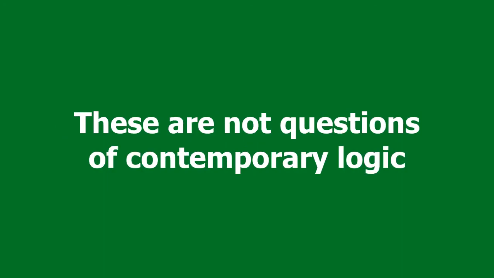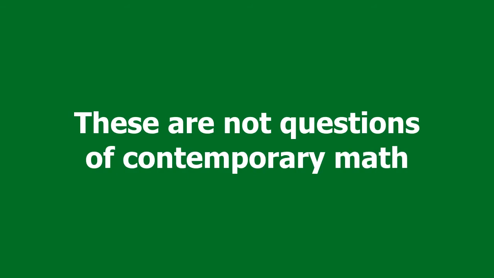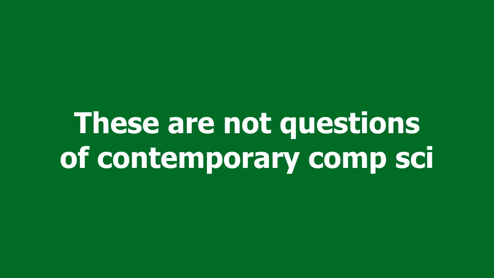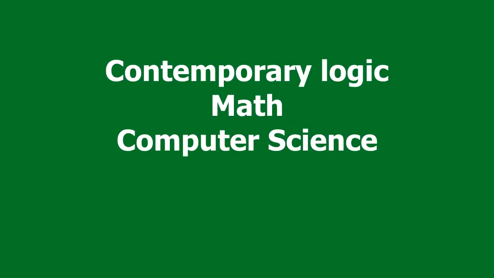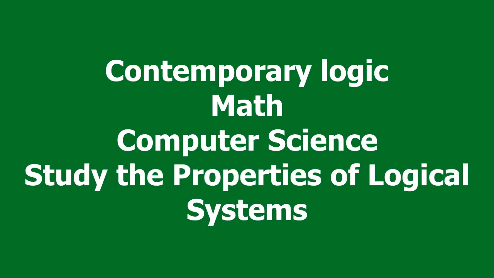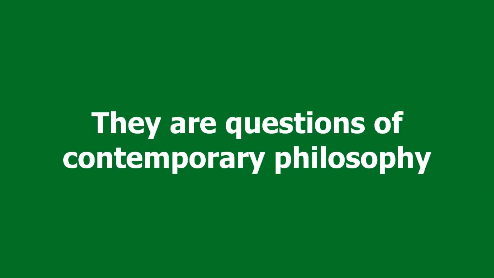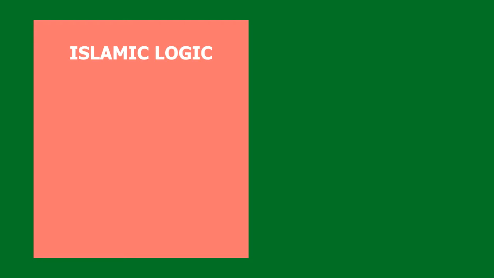These, in fact, are not questions of contemporary logic. A contemporary logician is not concerned with those questions, or maybe he is, and he'll have some opinions about it, but they're not in his realm of expertise. Nor are they questions of contemporary math, nor are they questions of contemporary computer science. Contemporary logic, math, and computer science are concerned with studying the properties of logical systems. They're not concerned with questions about reality. These questions are, in the contemporary academic world, questions of contemporary philosophy. They're not questions of contemporary logic. And that's important because they are questions of Islamic logic. And we briefly treated some of these questions during this course.